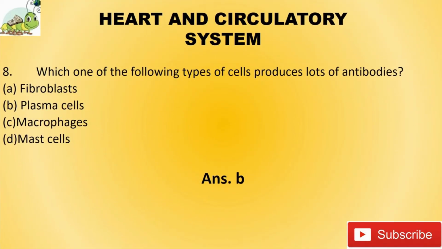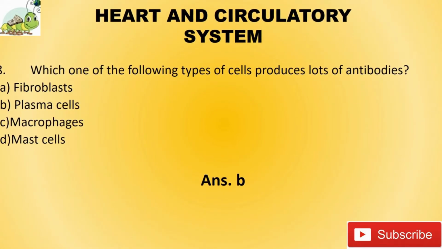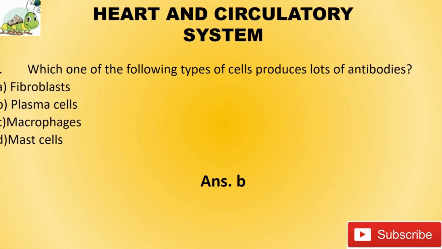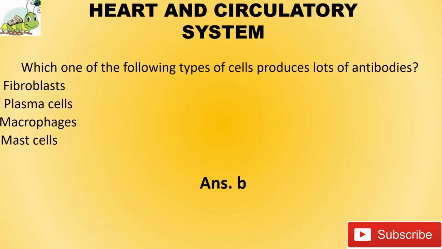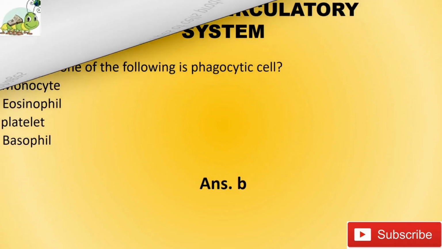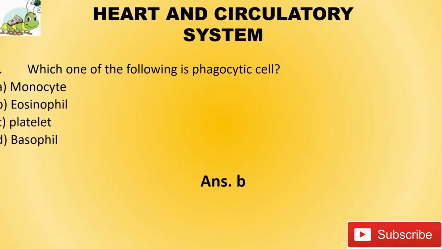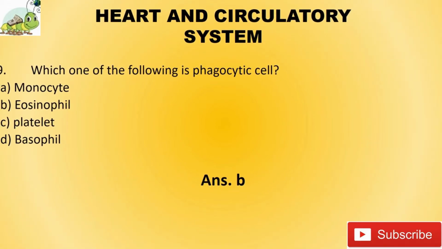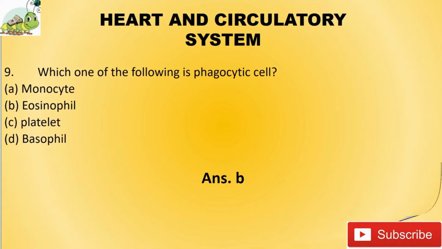Question number 8, answer is B. The plasma cells are antibody producing cells found in the epithelium of the lungs and gut and also in bone forming tissue. Question number 9, answer is A. The monocyte is a large phagocytic white blood cell that moves into the tissues to become a macrophage.